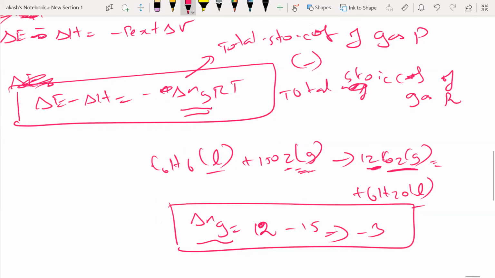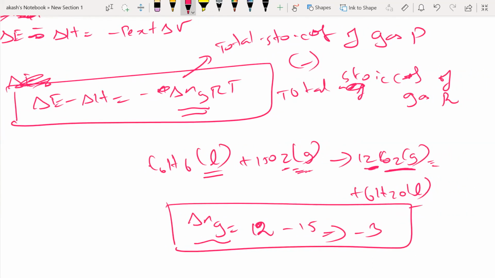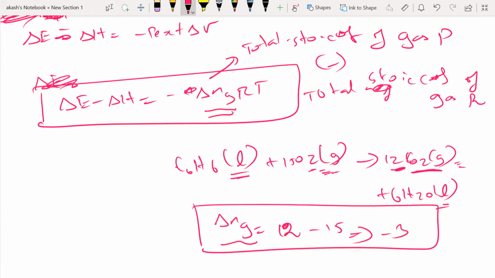Why are we not taking liquids and solids? As I told you, because their change in volumes is not going to be significant. They're going to be very small values. So eventually we can say that enthalpy and internal energy values for solids and liquids are almost the same, but for gases they are indeed different, and that exact difference is what is given here, minus delta Ng RT. Or you can also write it like this: delta H minus delta E, you just change the sign, is going to be equal to delta Ng RT directly.